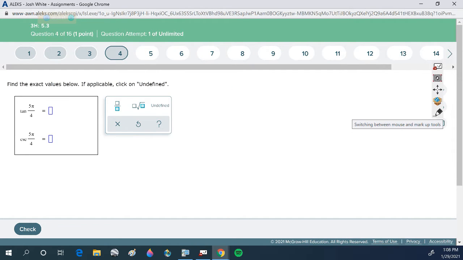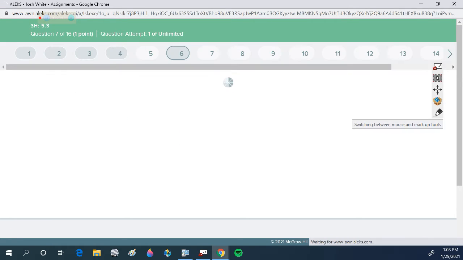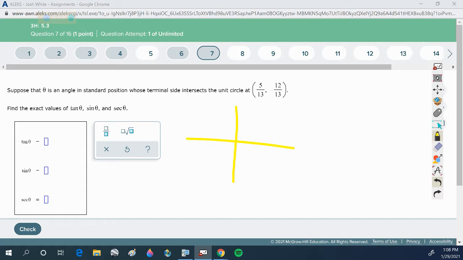Let's see, that was number 3. Nope, 7. Okay. What quadrant are we in? We're in quadrant 4. We're going to go right 5, down 12, with a hypotenuse of 13.